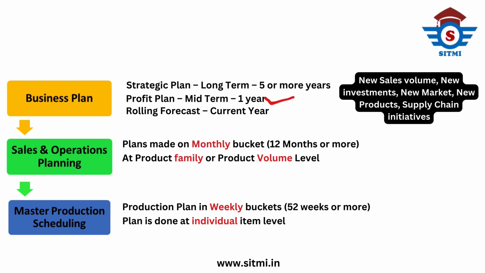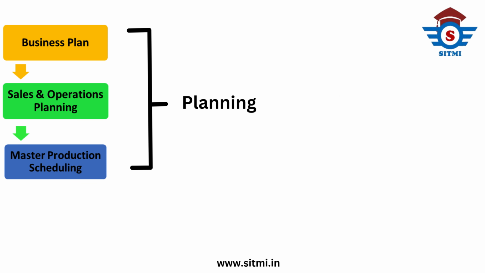So we'll talk once again. S&OP plans are usually done at product family or volume level. However, master production schedule plans are exploded or done at individual item level, or we can also say that it is done at product mix level. So this was all about planning from a long-term perspective, mid-term perspective and short-term perspective.